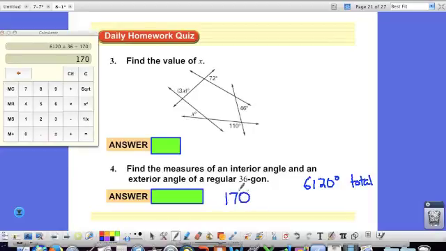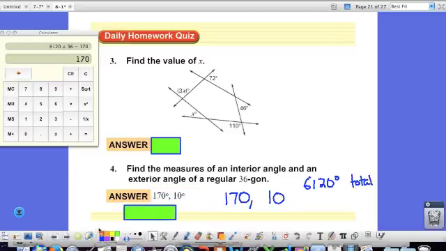Now, the interior angle and the exterior angle are going to form a linear pair, so they have to add up to 180. So 170 is the interior, and 10 is the exterior.